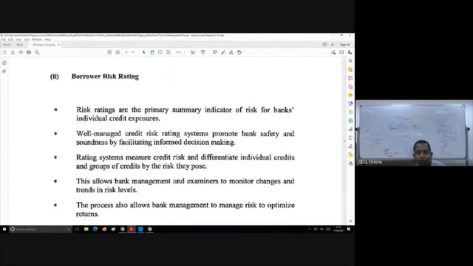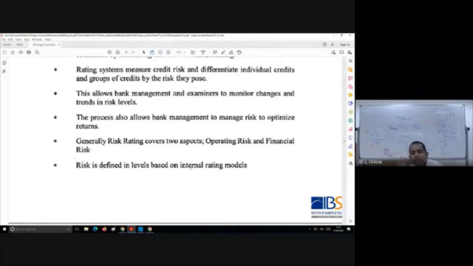The process also allows bank managers to take risk to optimize the return. We say you have a very good portfolio, so you can take a risk of giving some clean portfolios and take higher returns. If your entire portfolio is bad, you can't enhance it. General risk rating covers two aspects: operation risk and financial risk. Risk is defined in levels based on the internal rating model, A to AAA to D. Based on that, AAA may have 0.01%, D has 2%, like that.